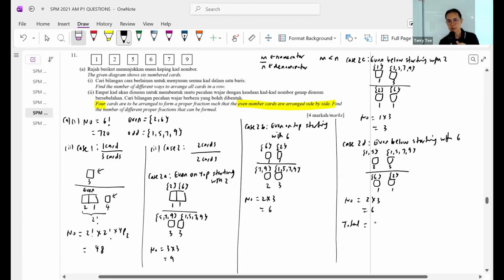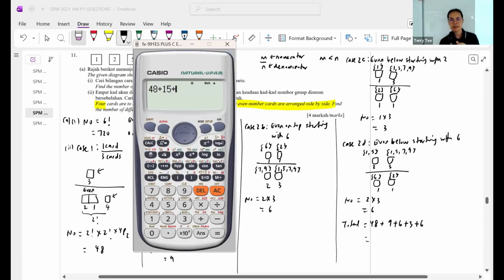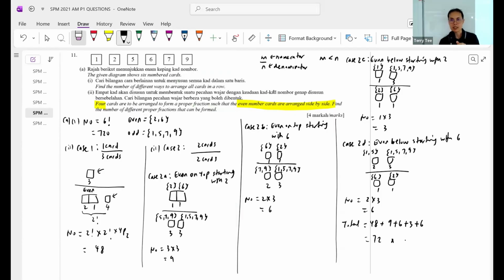Okay, so what is your total number of ways? First one, case number 1, 48. Case number 2A, you have 9. Next, you have 6. Next, you have 3. Next, you have another 6. So it is 48 plus 15 plus 9. My answer is 72 ways. Okay?